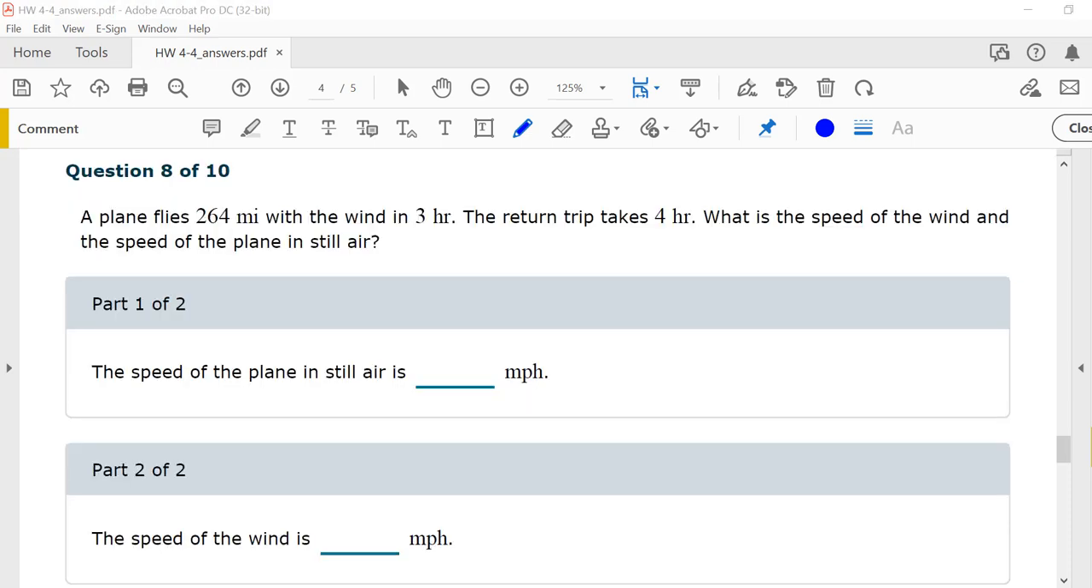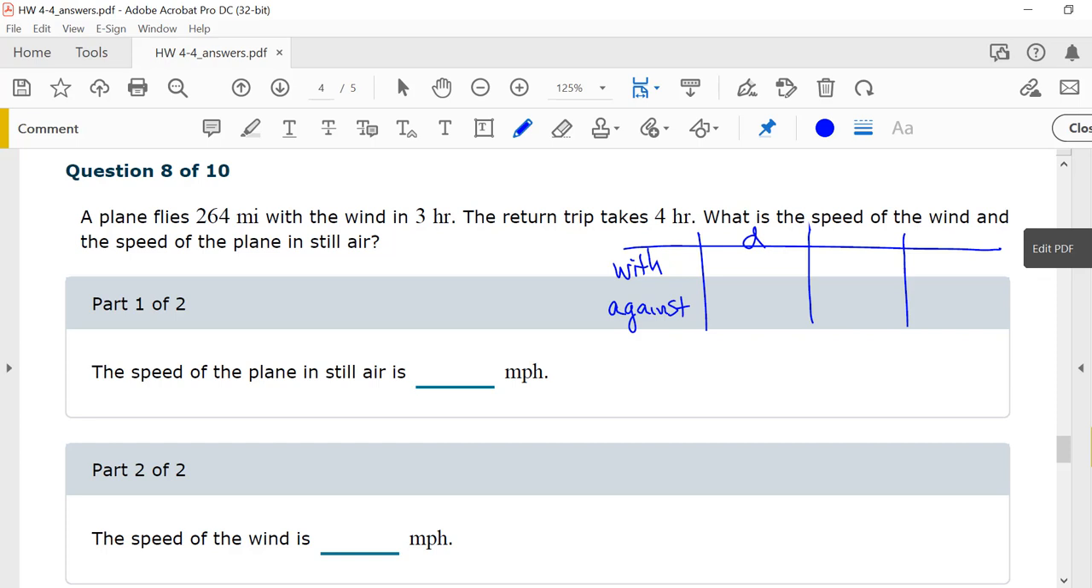Number 8. A plane flies 264 miles with the wind in 3 hours. The return trip takes 4 hours. So we have with the wind and against the wind. We're going to do distance, rate, and time. All right, what do we know?